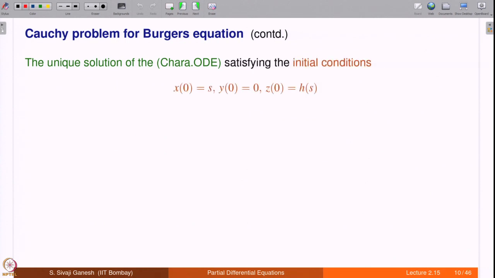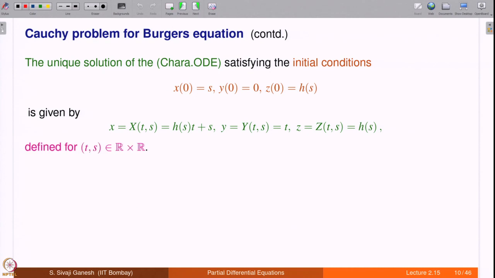And the solution satisfying the initial conditions is easily given by this. First is z, dz/dt is 0. So, z is constant. At t equal to 0, it has to be h(s). So, that is h(s). And dy/dt equal to 1, therefore y equals t plus a constant, but at 0 it should be 0, so it is t. Now, when it comes to x, dx/dt is z. What is z? h(s). Therefore, dx/dt equal to h(s). If you solve, you get this with this initial condition, very easy.